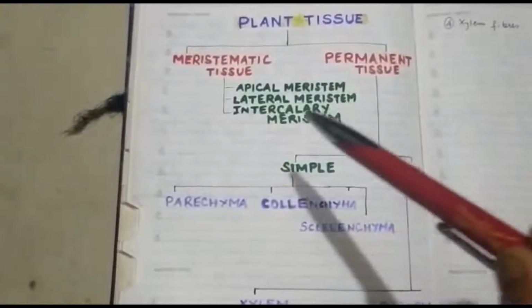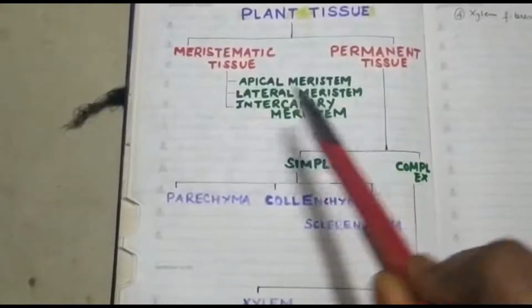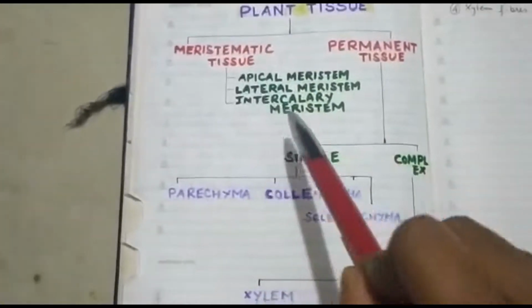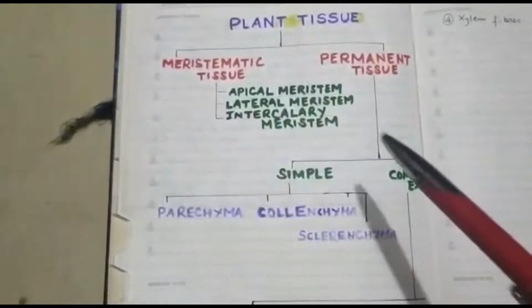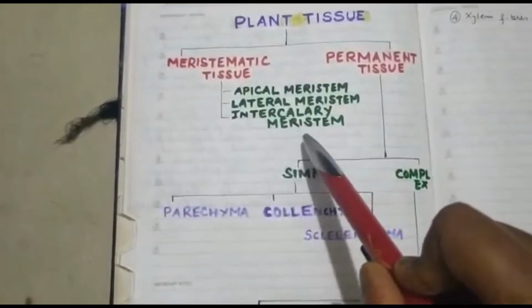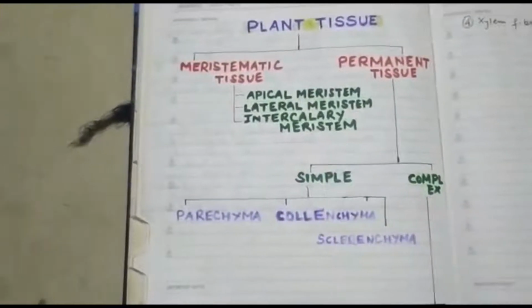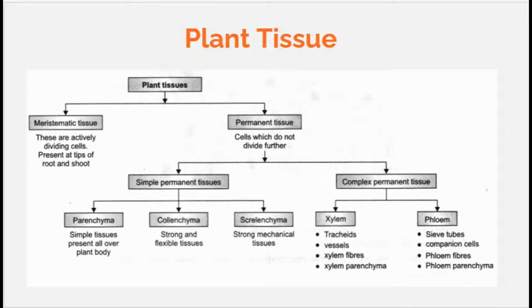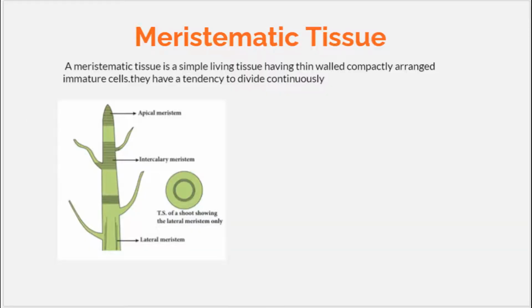So today in this video I shall explain only up to the types of the meristematic tissue. Since it is a huge portion, I will cover up to the meristematic tissue and its types only. Now, if the chart is clear enough, let us move toward the explanation part. In the explanation part, I'd like to first of all explain the meristematic tissue as given in the chart itself. What is a meristematic tissue and its types?